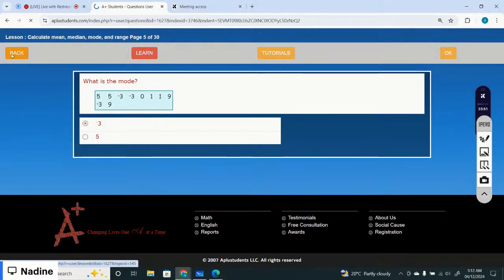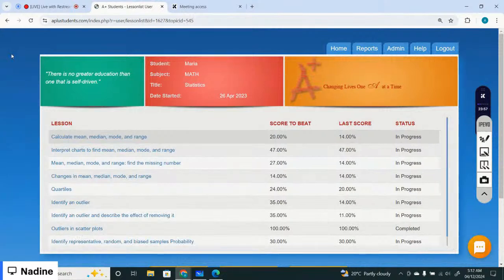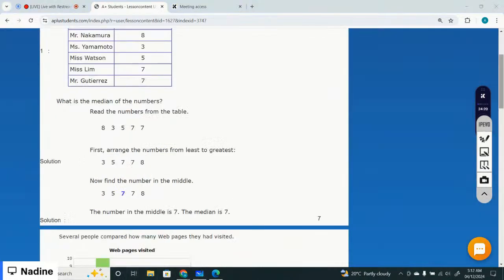The next lesson is interpret charts to find mean, median, mode, and range. Some teachers compared how many years they have been teaching. What are the numbers? So for the median, you have to arrange them from least to greatest, and you have to find the middle number. See, you have arranged the numbers from least to greatest.